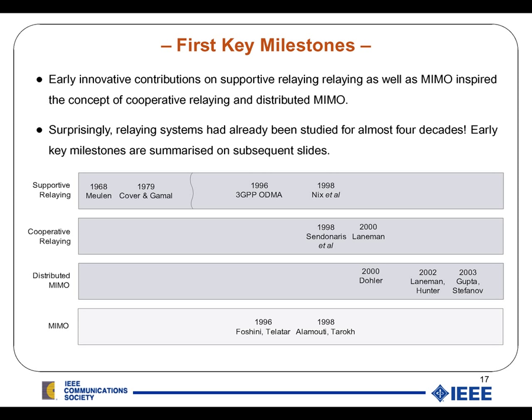The cooperative relaying, where really terminals help each other in a cooperative fashion, has been commenced in 1998 by Centonaris and in 2008 by Lahnemann. The purely distributed MIMO, where you really use distributed space-time coding methods, has been commenced by myself in 2000 and then picked up later or in parallel developed by Lahnemann and Hunter in 2002, and in 2003 there was Gupta and Stefanov who published interesting codes. Just as a reference, MIMO contributions have emerged in 1996 from a capacity point of view, in 1998 from a code construction point of view.